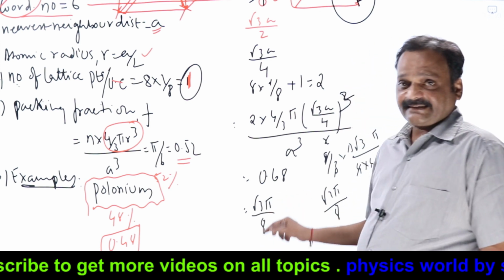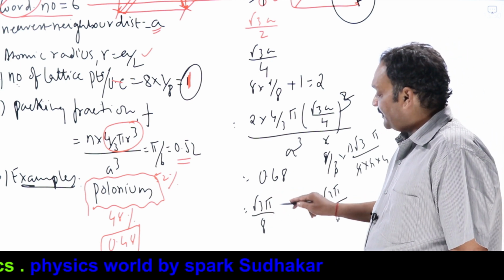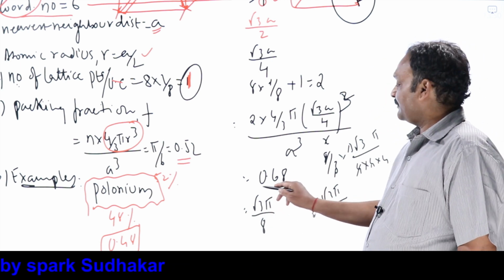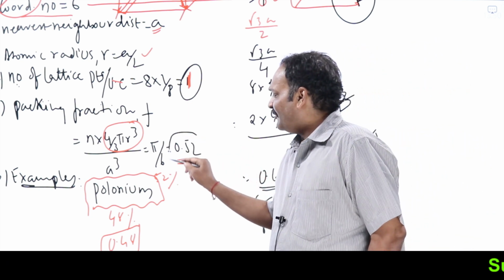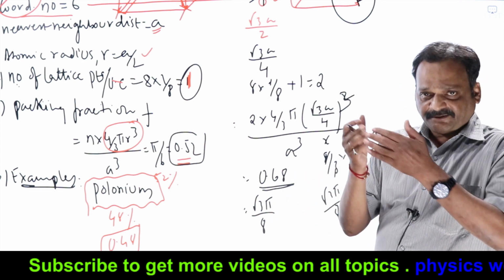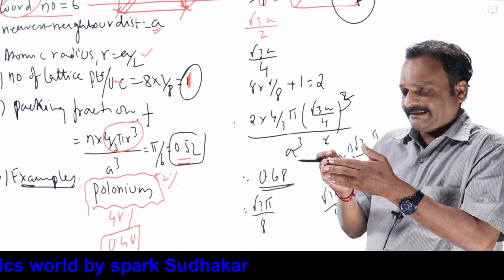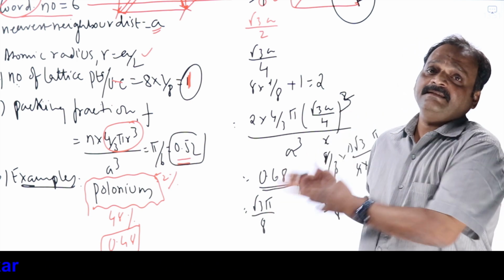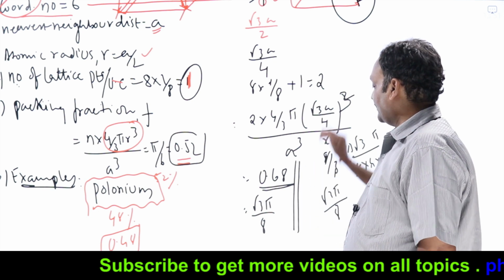Remember this also; in the exam, this question directly comes. And how much is root 3 pi by 8? Take pi as 3.14, you get 0.68 or 68%. This is somewhat better than the 0.52 of simple cubic, isn't it? Nearly 70% of the unit cell is actually getting occupied by atoms. Much better than our simple cubic unit cell. So this is what you call BCC.